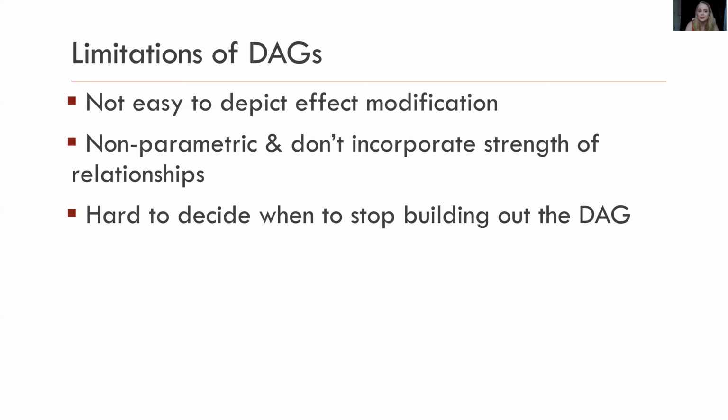The last thing is that it's really difficult to know when to stop building out the DAG. As I said, you want to add any variable that's a common cause of two or more things that are already on your DAG, but at some point, you have to stop. There are layers, and you can keep building it out. At some point, you have to decide when to stop, and that can be a little bit challenging. Usually we stop based on where we have data and kind of hope for the best.